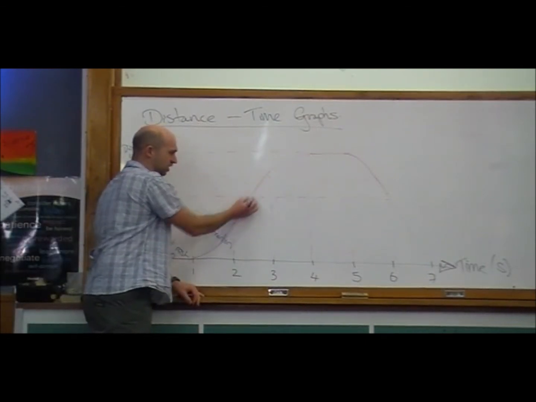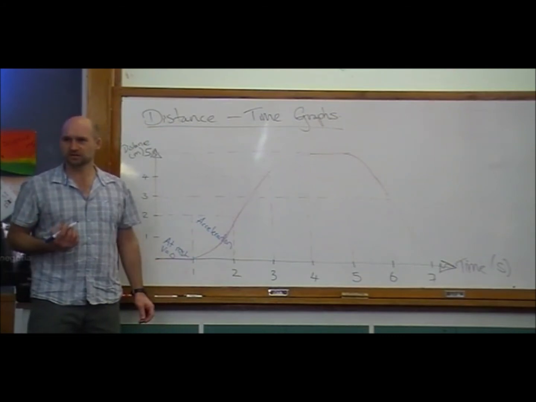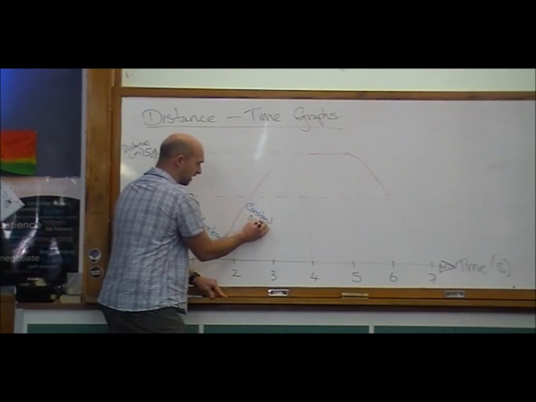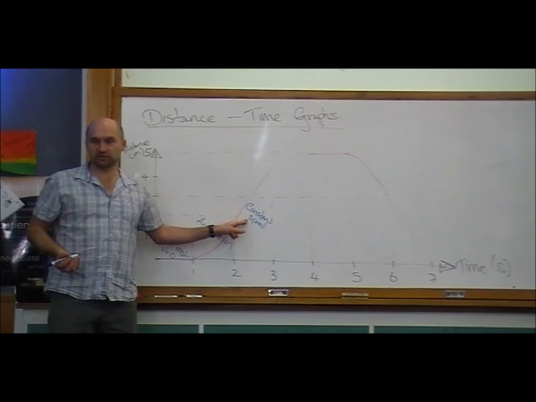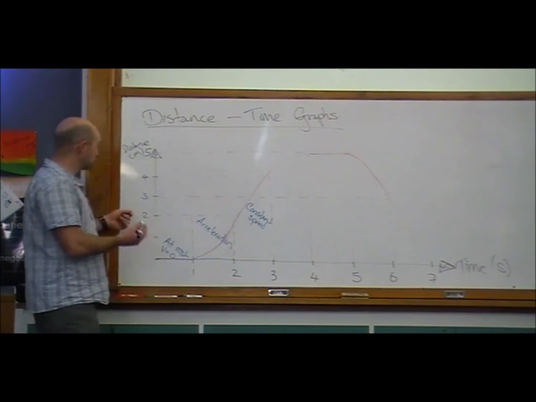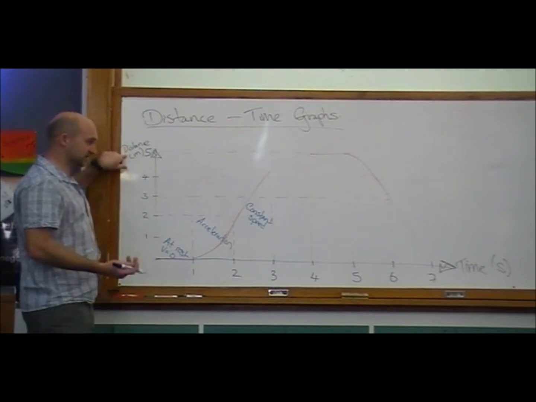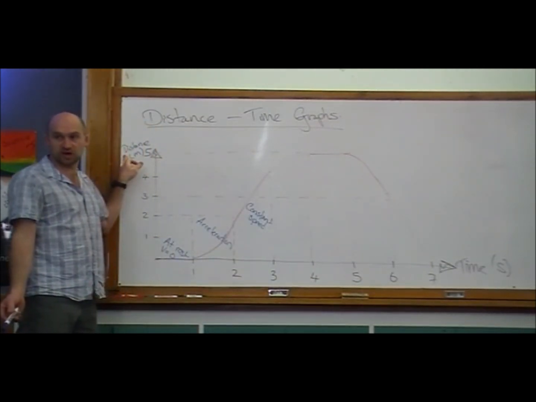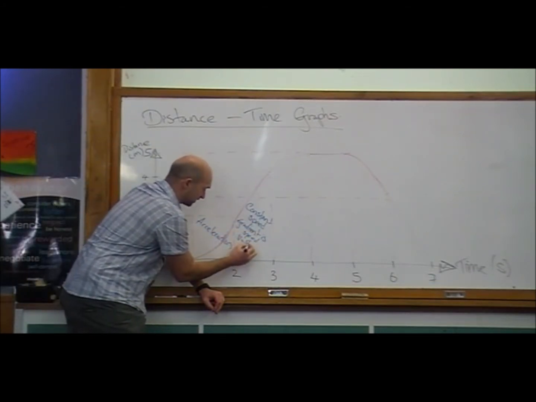What about this third section here, where the line has a constant gradient? What's that showing us? Constant speed. Nice. And the speed is equal to the gradient of the line. If we want to find the speed on that piece, we can calculate the gradient of the line, and that works because gradient is rise over run. The rise is distance. The run is time. Distance divided by time is the same as speed. And so speed is distance over time.